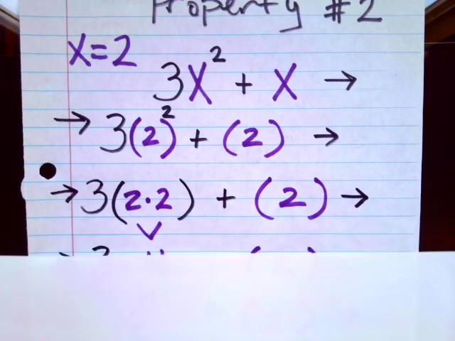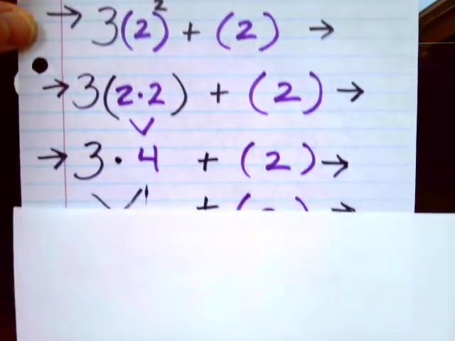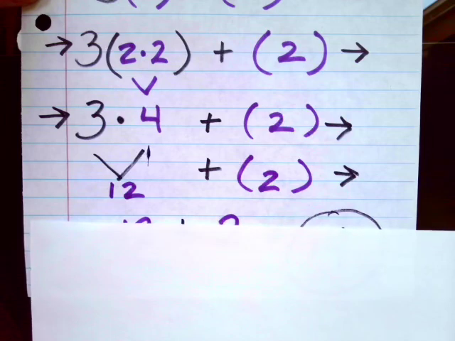2 times 2 is 4. So in this step, do I have any parentheses? I do, but there's nothing inside that I can do. Okay, so then I ask myself, are there any exponents here? No, no exponents. Okay, can I multiply and or divide? Yes. 3 times 4, I can multiply. And everything else I'm just going to bring down and rewrite. So what's 3 times 4? 3 times 4 is 12.